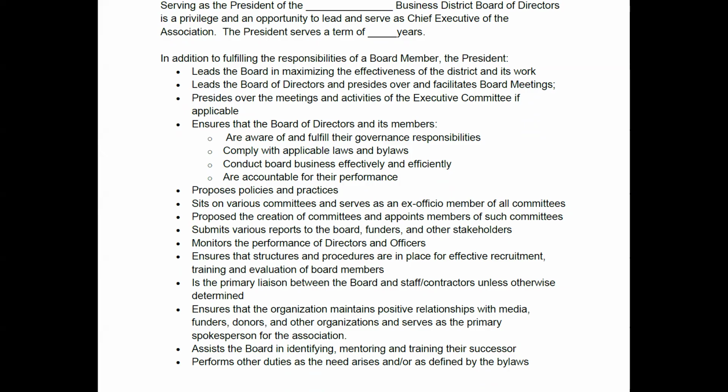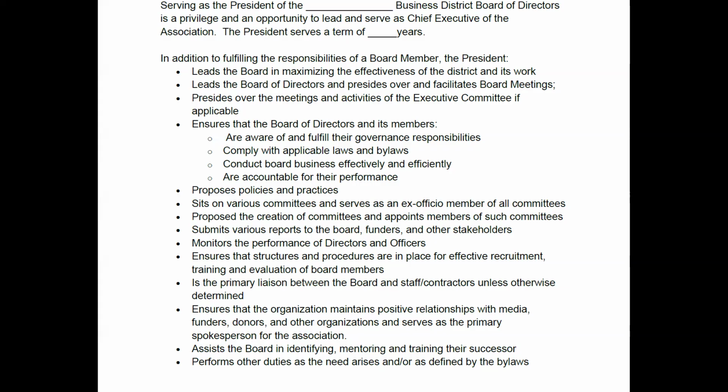The president also ensures that you have positive relationships with the media, funders, donors, and other organizations, and is the primary spokesperson for the organization. As I said, typically the president and the executive director are the two people who will speak to the press and have relationships with the city and other partner organizations and things like that.